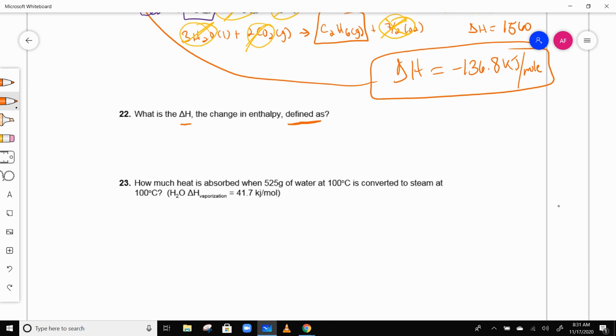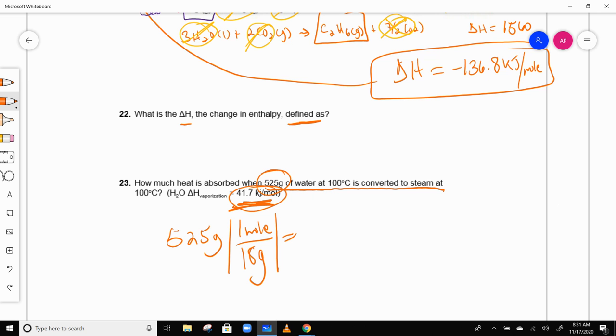How much heat is absorbed when 525 grams of water at 100 degrees Celsius is converted to steam? So it's at its boiling point. So this one's a little bit easier. Delta H of vaporization is 41.7 kilojoules per mole. So just be careful here. This is in grams, so we have to convert that to moles first. 525 grams, then 1 mole over 18 grams. We'll get the number of moles.